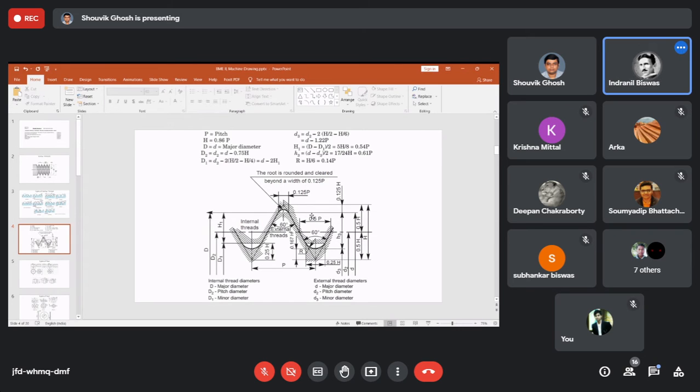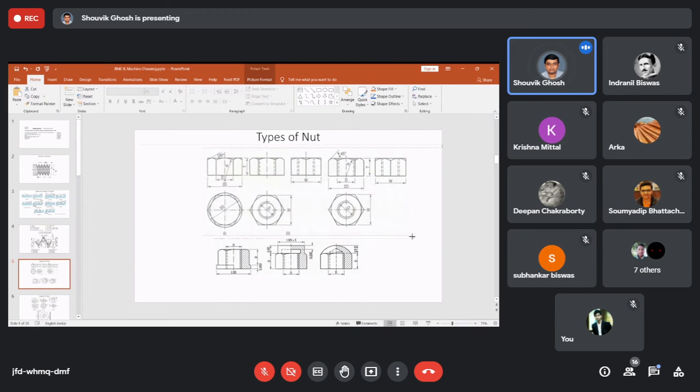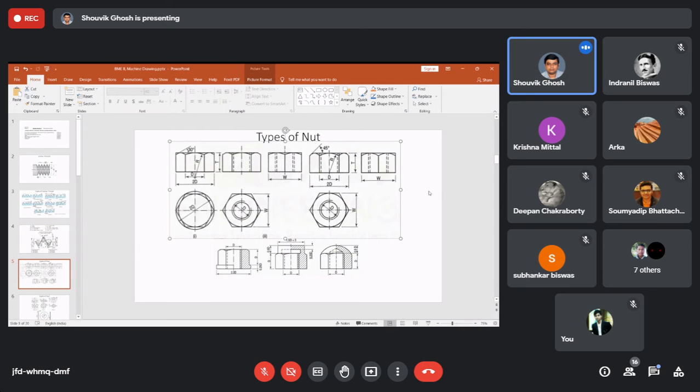Next is the different types of threads. Initially, this is the calculations that you can see for a thread.